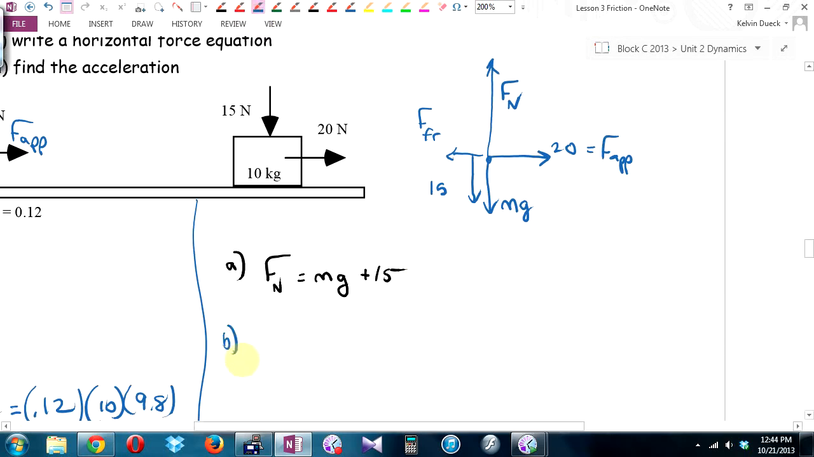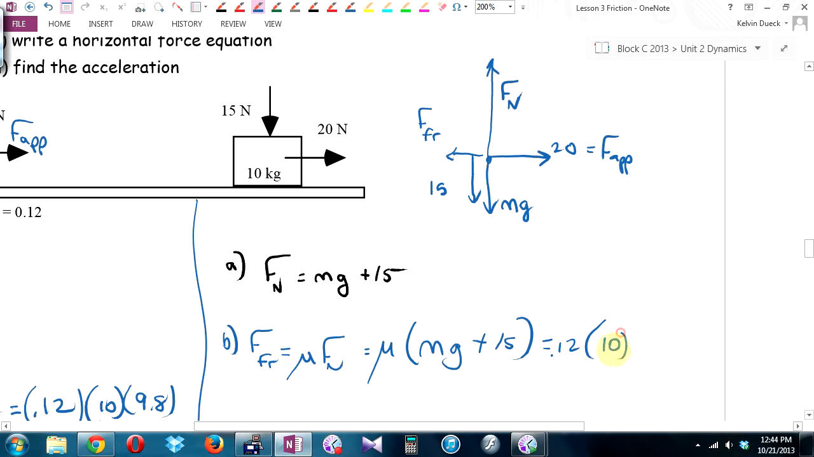Curtis, what's B asking me to find, kiddo? Friction is what times what? Mu times the normal force, you say? Which in this case is going to be mu times mg plus 15. Right? Which is going to be 0.12 times 10 times 9.8 plus 15.